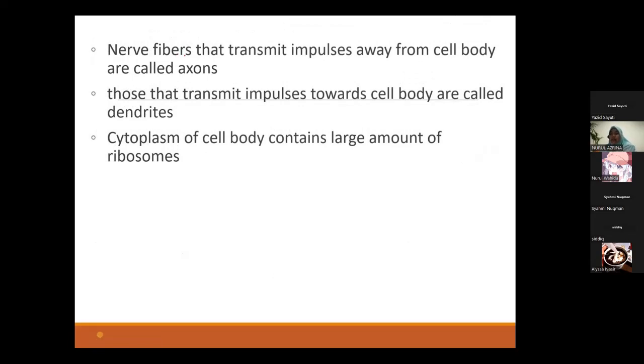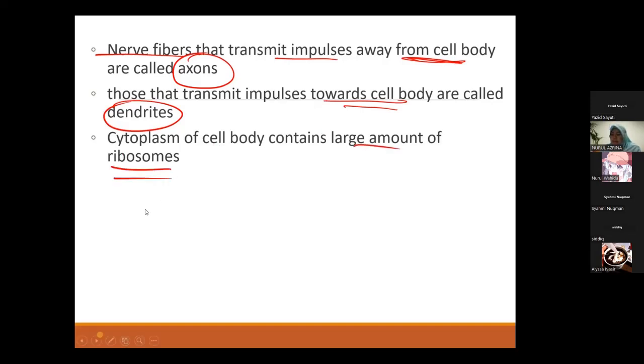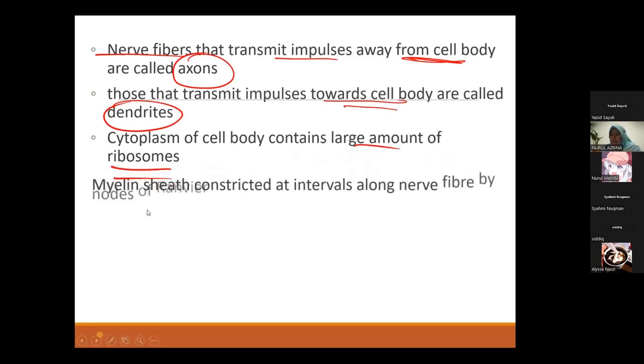Okay, nerve fiber that transmits impulse away from the cell body we call axon. And nerve fiber that transmits impulse towards the cell body is called dendrites. So nerve fiber ada dua lah, axon and also dendrites. And the cytoplasm of the cell body contains a large amount of ribosomes, so that they can synthesize protein.